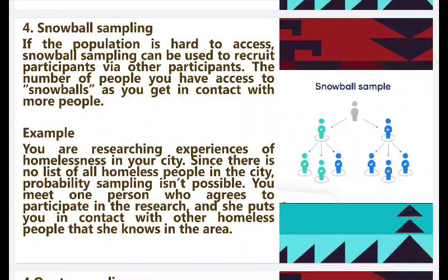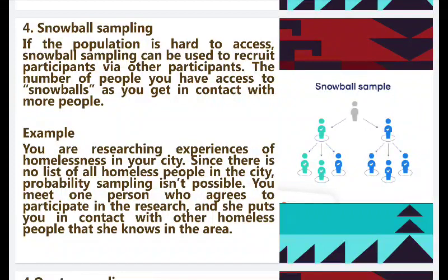The next one is the snowball sampling. Most common. Familiar? If the population is hard to access, snowball sampling can be used to recruit. Parang nagre-recruit, parang networking lang. Okay? Participants via other participants. The number of people you have access to snowballs as you get in contact with more people.